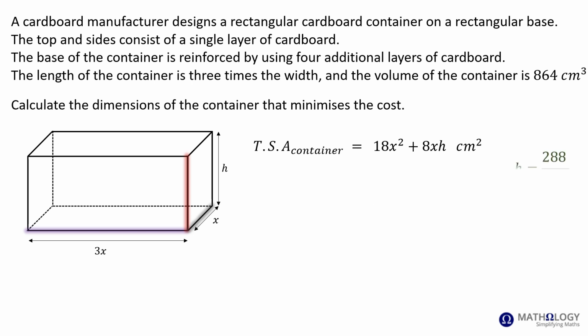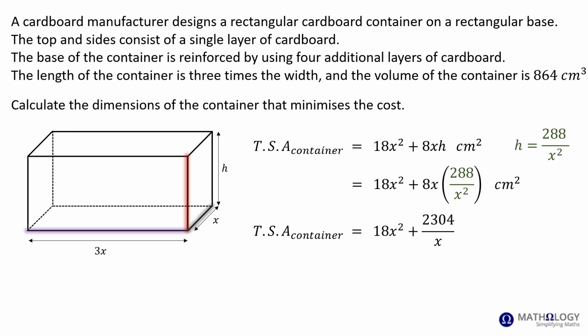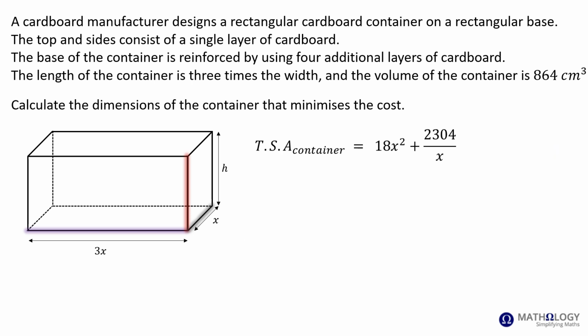Substituting h equals 288 over x squared into the expression for the total surface area, means that the total surface area equals 18x squared plus 2304 over x. To minimize this function, we need to differentiate the expression with respect to x, and equate the result to 0. Recall that to find the maximum or minimum value of a function, we put the derivative of the function equal to 0. Before we differentiate the function though, we need to put it into differentiable form, by expressing 1 over x, as x to the minus 1.